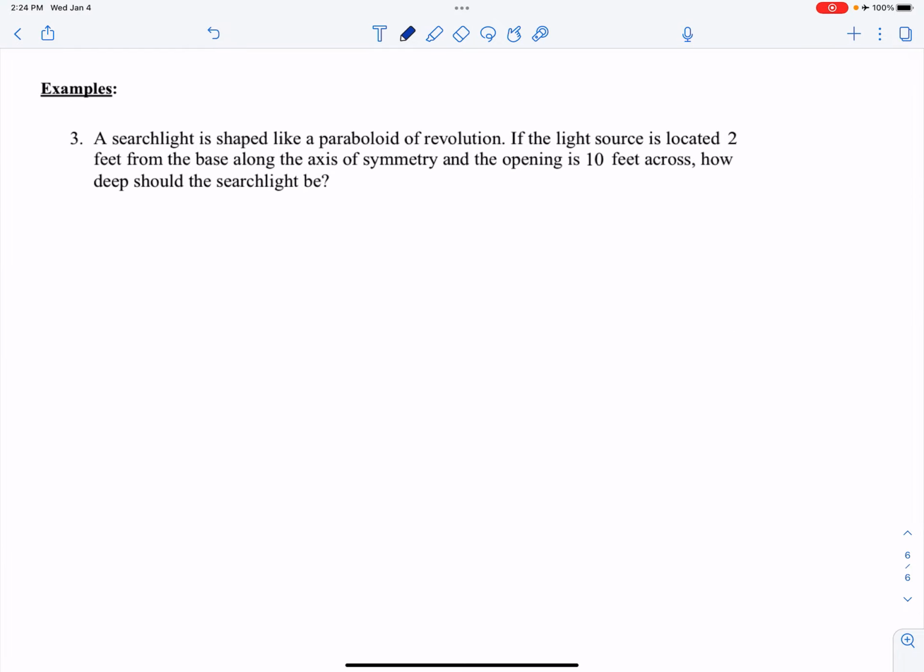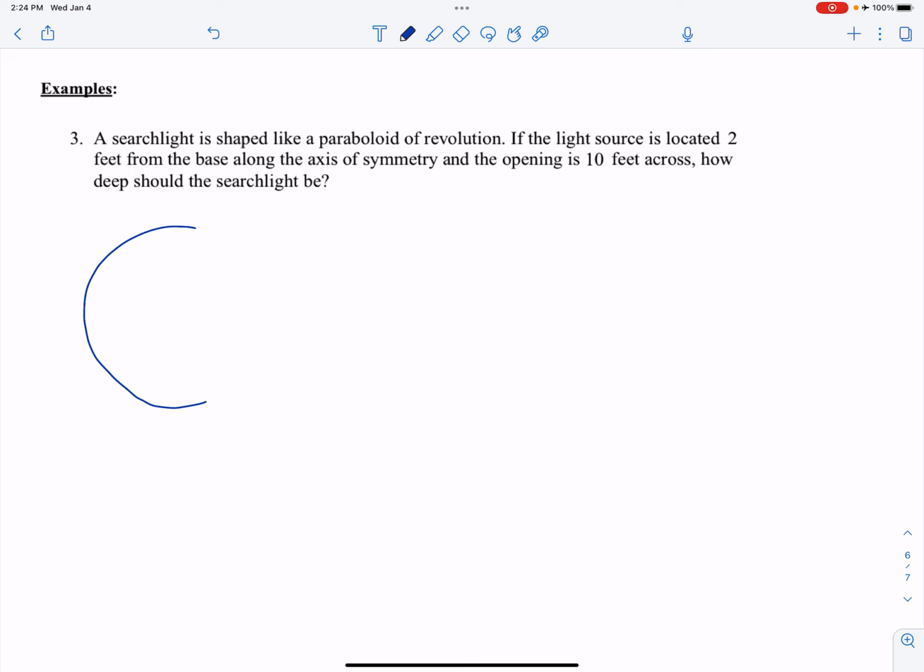Okay, an application problem to finish us off. A searchlight is shaped like a paraboloid of revolution if the light source is located 2 feet from the base along the axes of symmetry and the opening is 10 feet across. How deep should the searchlight be? So what are we even looking at here? We're looking at a light that has a paraboloid revolution.